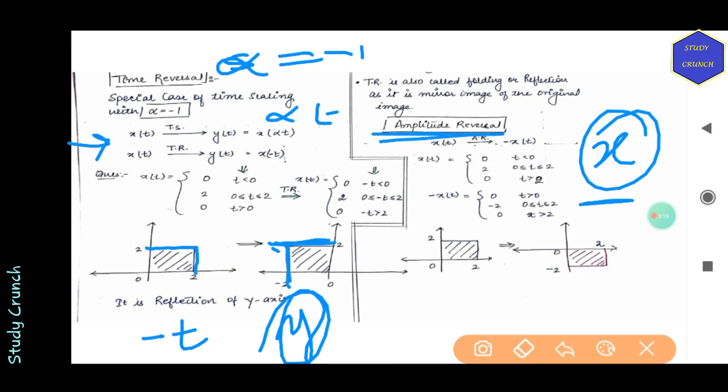So I hope this is now clear. Now we'll be moving forward to different types of signals.